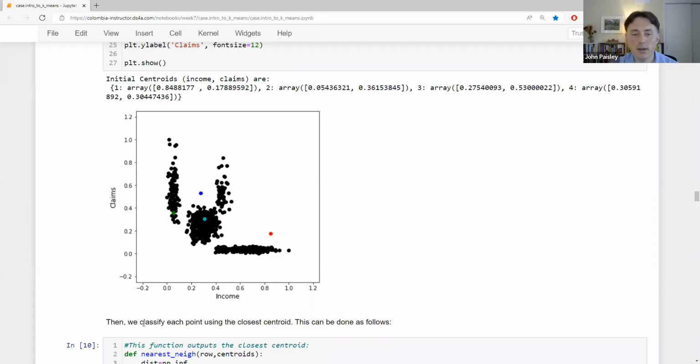We then assign, here the word classify is being used, but we're not really doing classification. We're assigning each of these data points to the closest centroid. So this data point is closest to the red centroid, so it will be colored red, for visualization purposes. It's assigned to this centroid.